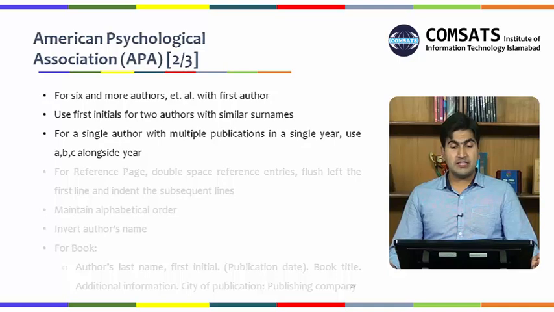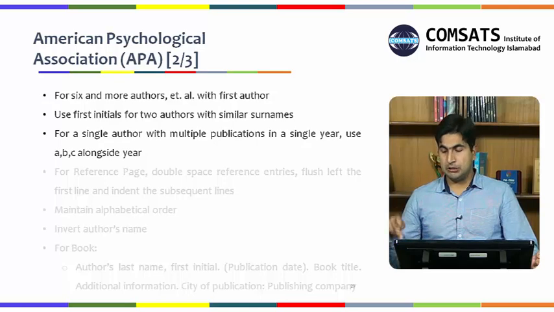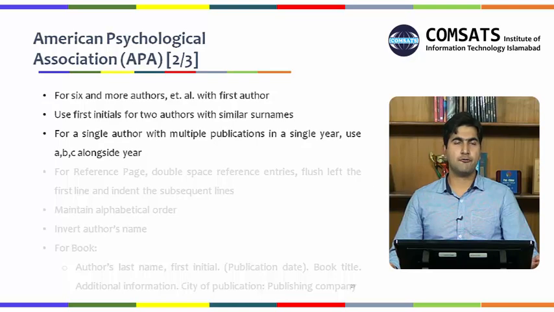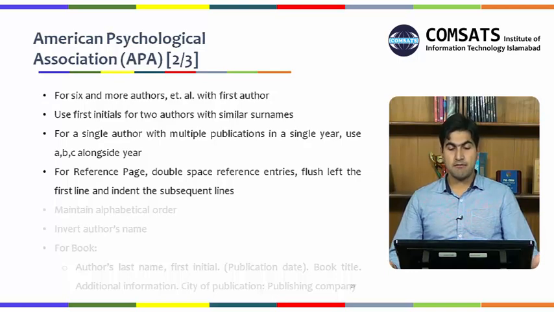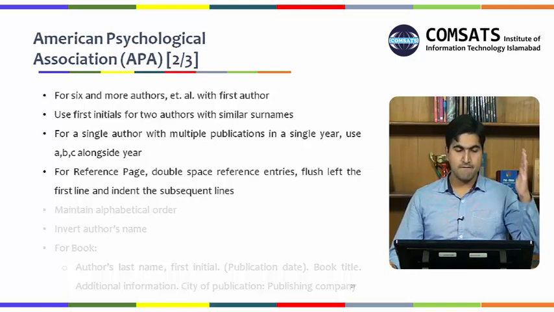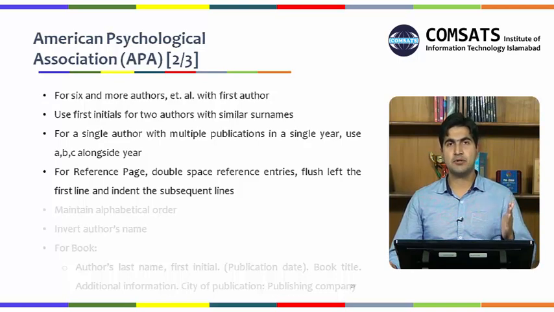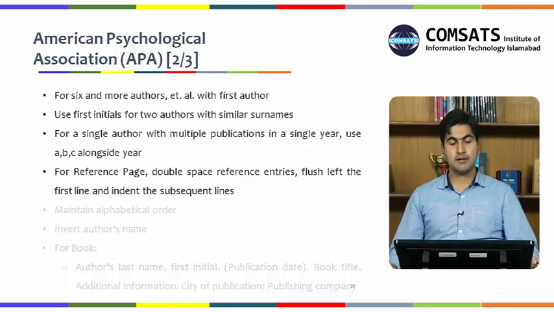For a single author with multiple publications in a single year, these are the factors that you have to keep in mind. Here it is the same, multiple publications by a single author, so in that case you have to differentiate them by using the letters A, B, C alongside the year. For example, 2017 is the case: 2017a, 2017b, 2017c. For the reference page, you double space reference entries, you flush left the first line and then indent the subsequent lines. That's the way you provide the reference.